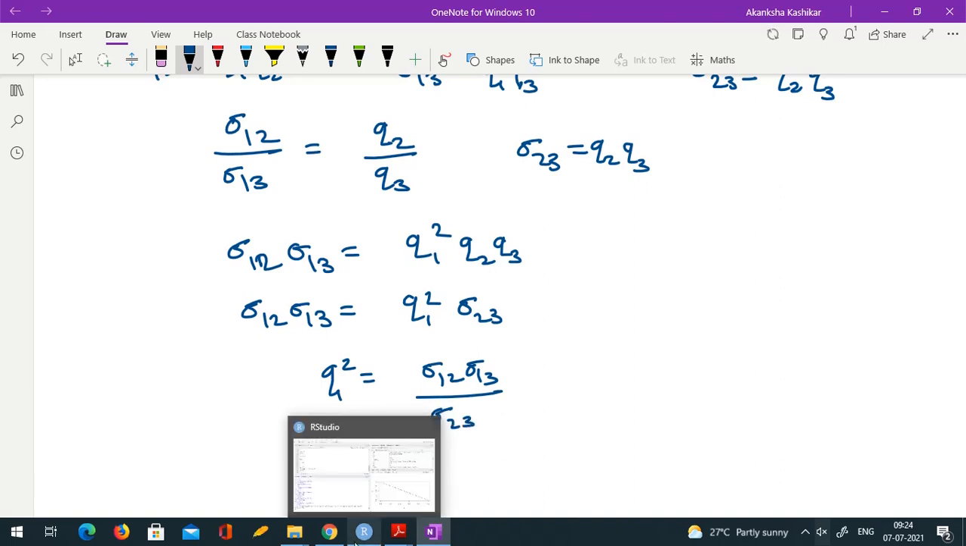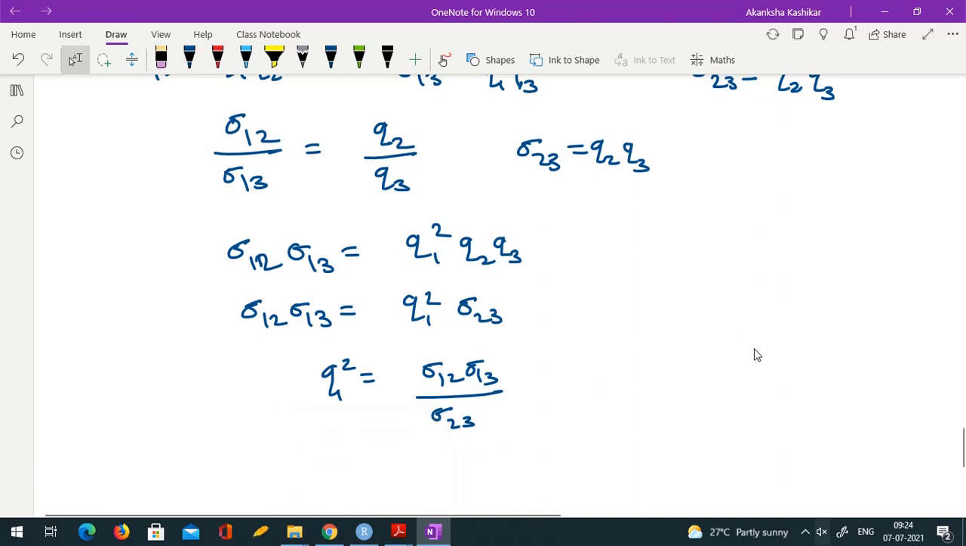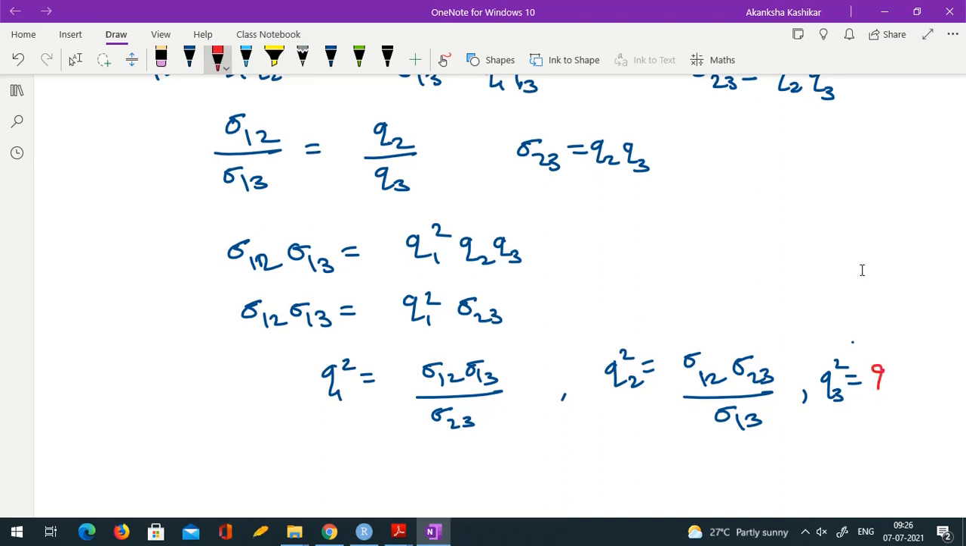Okay, this is interesting because now I have got q in terms of sigma, and sigma is supposed to be known, or it can be estimated from the data. Okay, so I can get q1. Similarly, you can find out that q2 square would be sigma 1 2 sigma 2 3 upon sigma 1 3, and q3 square will be homework. Okay, it's very easy, you can guess right now, but by the way, this also you are supposed to work out as homework. I have written direct answer, but you can find out.